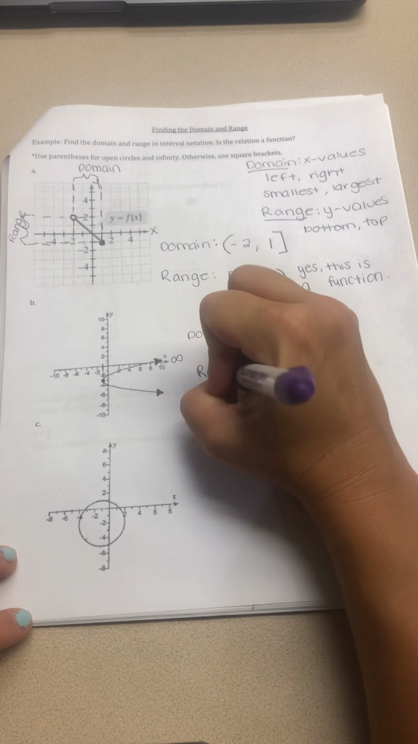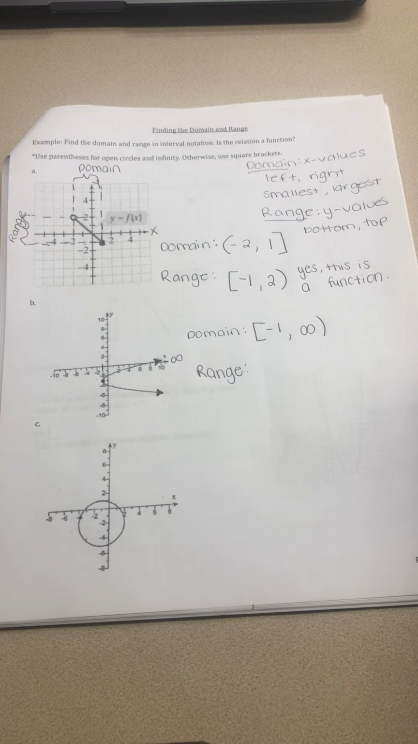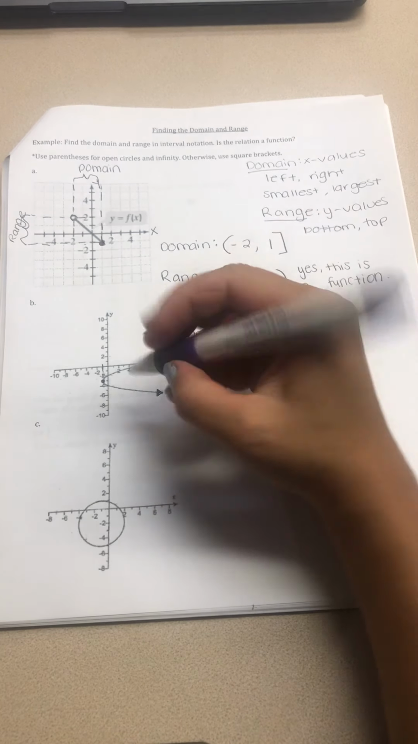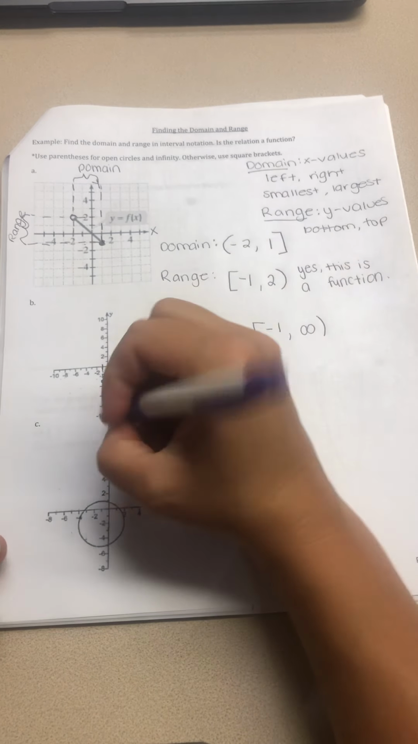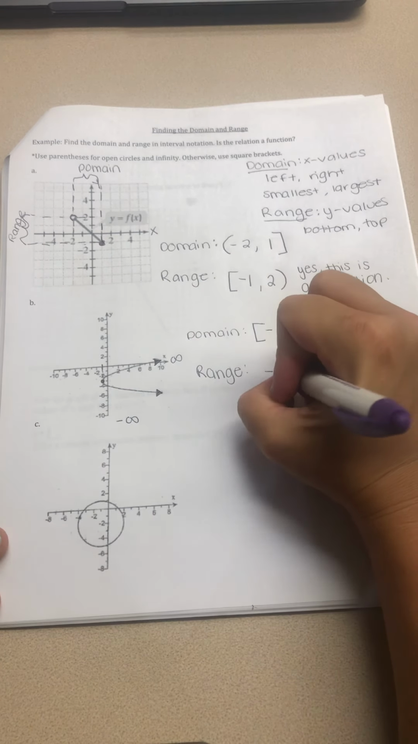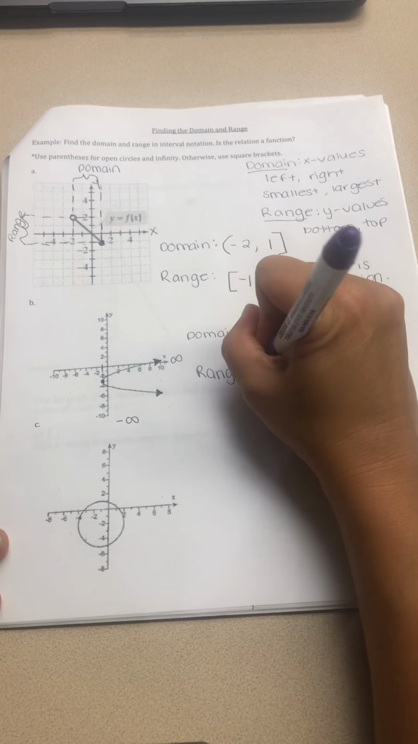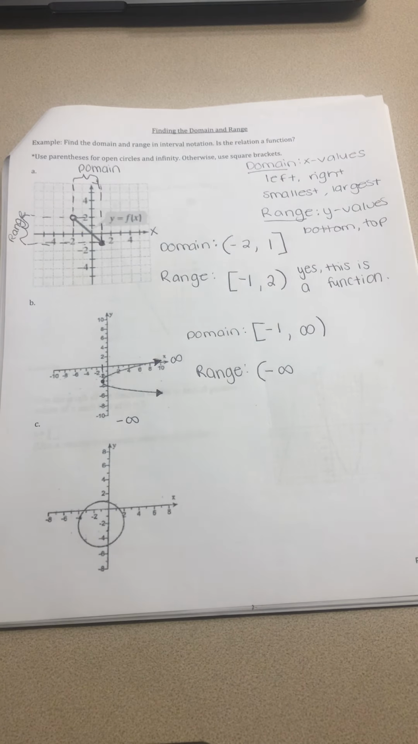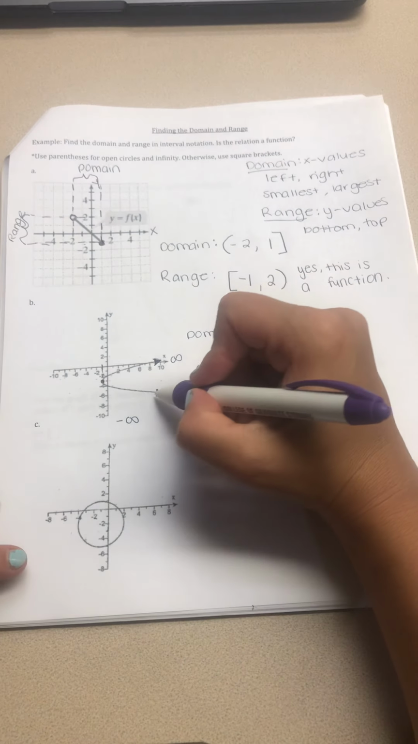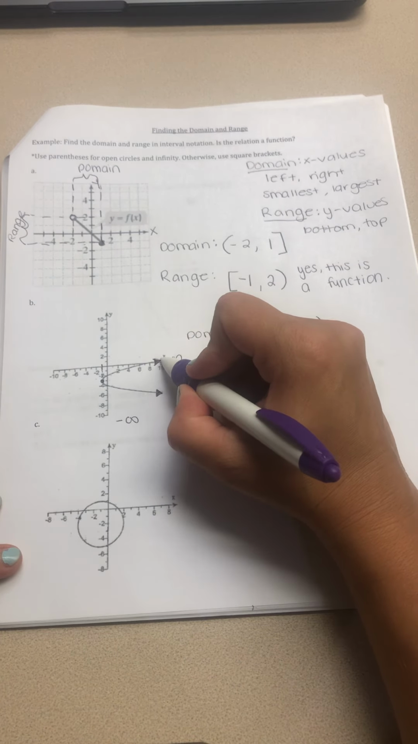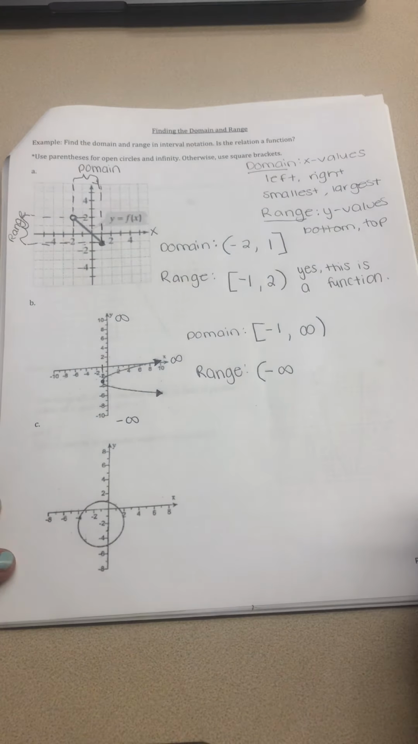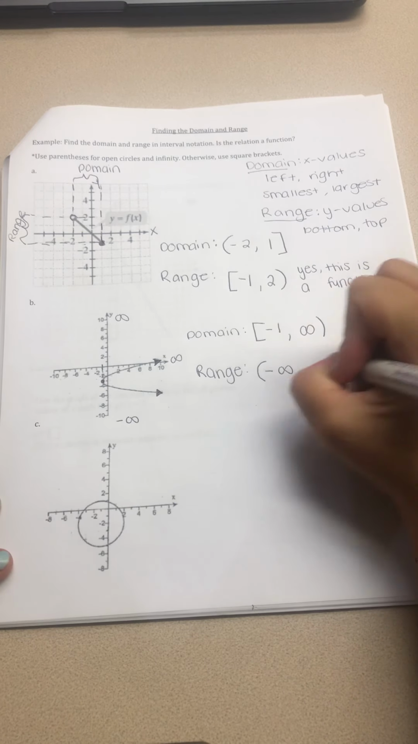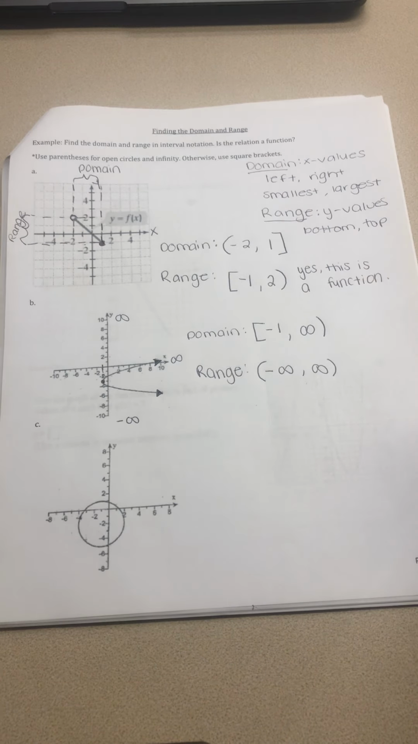Same concept for our range. This time we're going from the bottom of our graph, the lowest point, to the top of our graph, the highest point. So if you notice, this graph is going to go down slowly forever. So if it's going down forever, it's going towards negative infinity. Like we talked about, for infinity, we can never reach it, so it is going to be a parenthesis. Then our graph is going around, and then if you notice, it's going up slowly forever. So because it's going up forever, it's going towards positive infinity. We can never reach infinity, so we're going to use a parenthesis. So that's our domain and range.